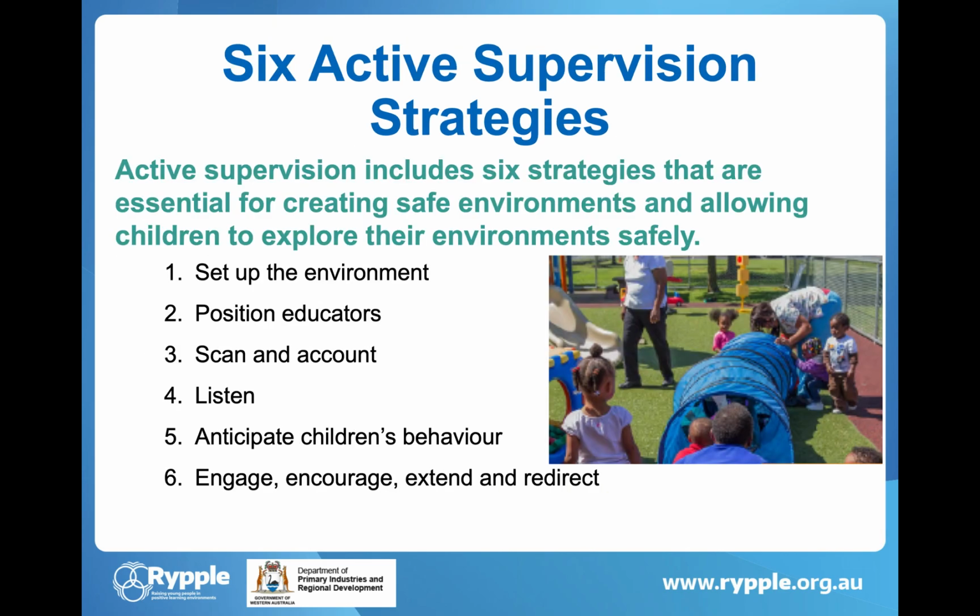So, the 6 active supervision strategies that we're going to talk through today come from the National Centre on Early Childhood Health and Wellness at the Office of Head Start, where they have identified 6 strategies for educators to be using to ensure that children in care are kept safe. They are: number 1, setting up the environment; 2, position educators; 3, scan and account; 4, listen; 5, anticipate children's behaviour; and number 6, engage, encourage, extend, and redirect.